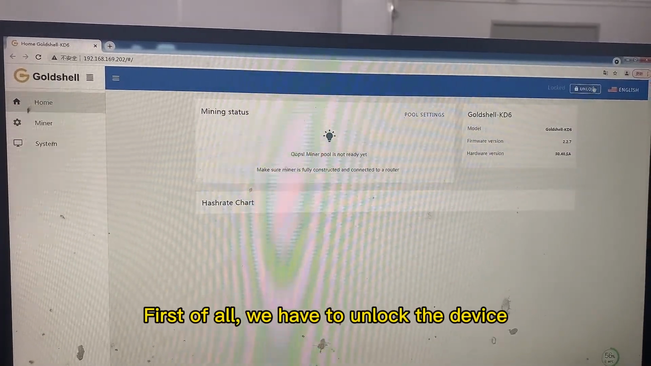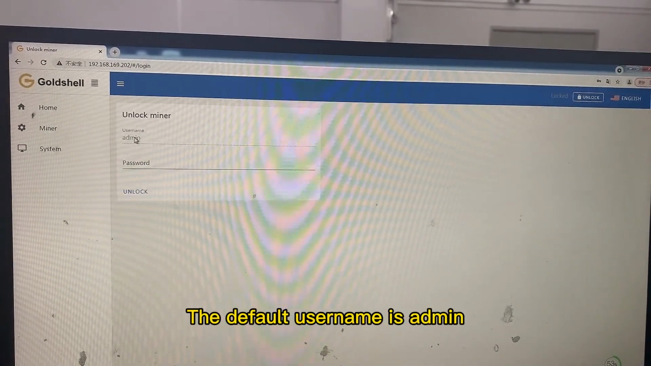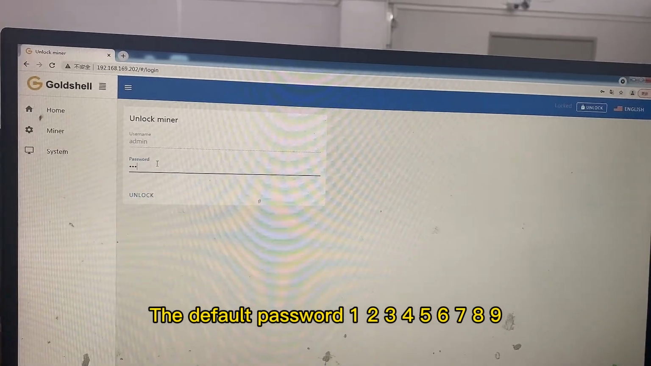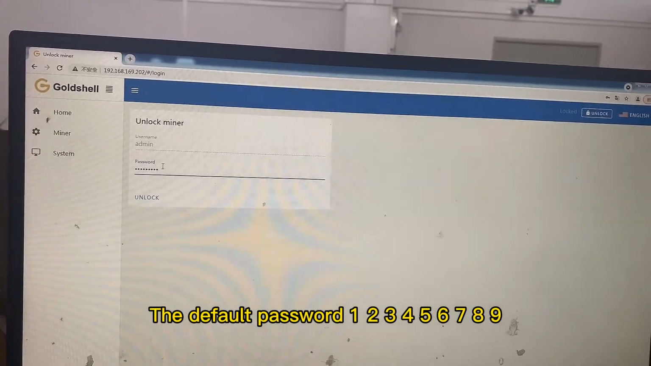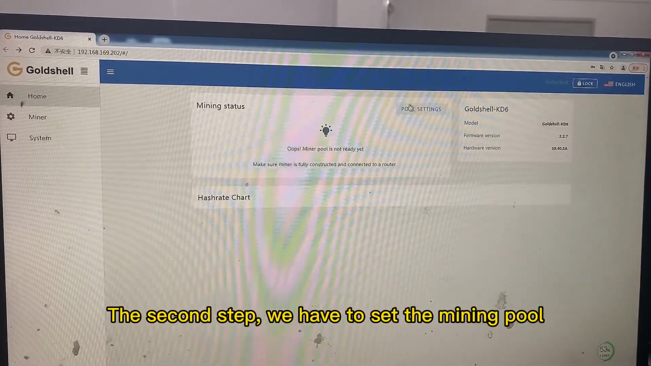First of all, we have to unlock the device. We click here, unlock. The default username is admin, and the default password is 1234567891. Unlock.